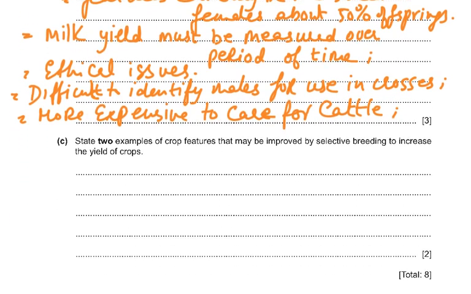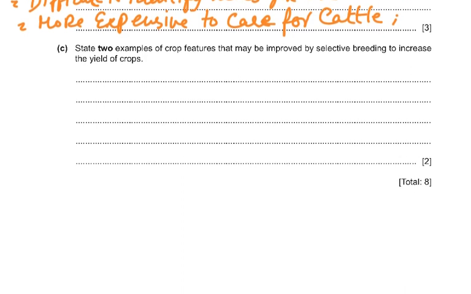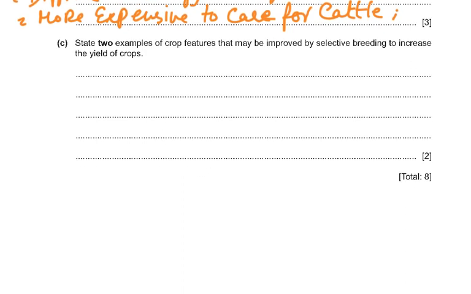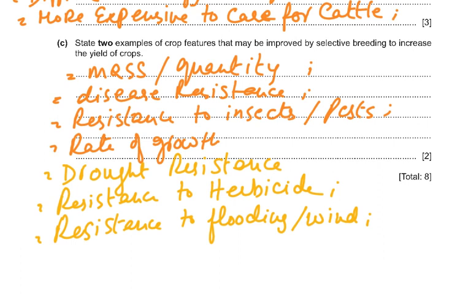Then coming to the last part of the question: state two examples of crop features that may be improved by selective breeding to increase the yield of crops. So the points could have been the mass or the quantity of the crop or the fruit that we want to harvest, and the disease resistance of the crops, then resistance to insects or pests, then rate of growth should be very, very fast. Then drought resistant, they should be able to survive long periods of drought without rain or water. Then resistance to herbicides, and then resistance to flooding and wind.